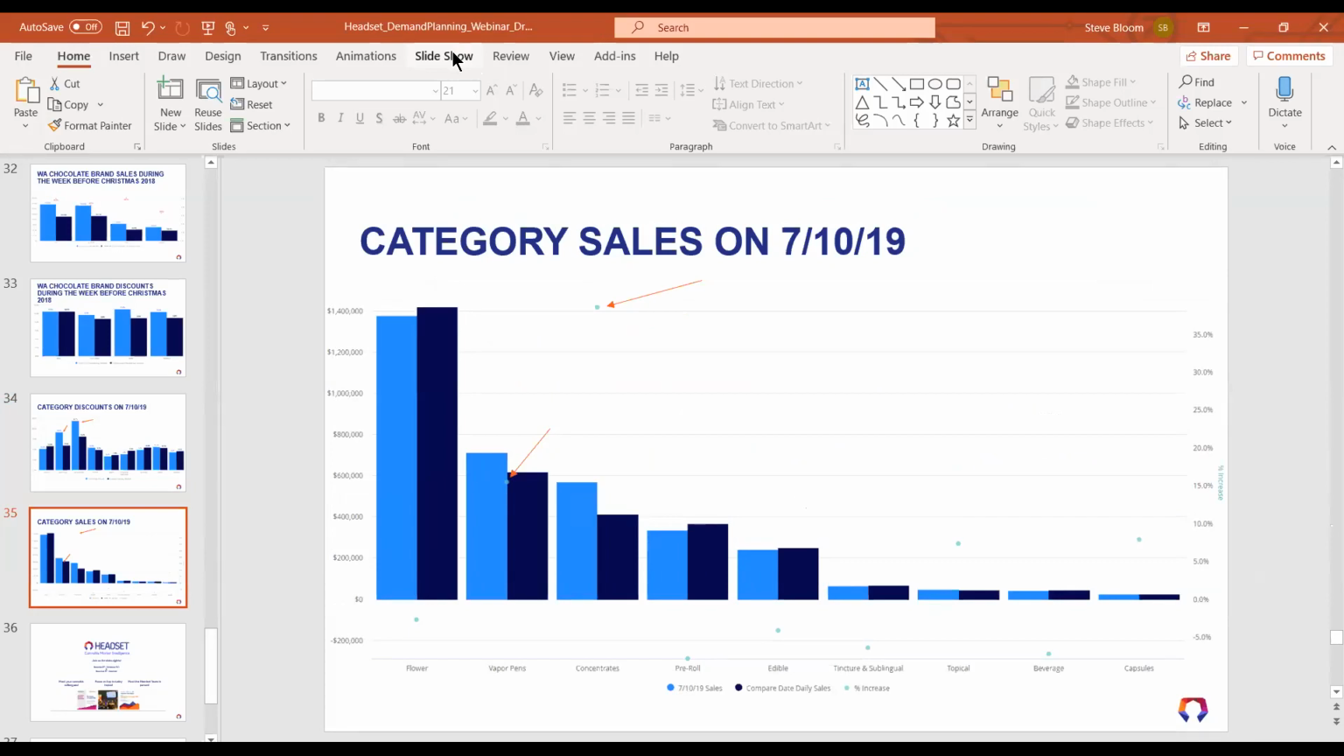But then if you'll look at the bottom of the graph, flower had negative growth, pre-rolls had negative growth, edibles had negative growth, tinctures had negative growth. So I think the standout here is that 7/10 or Dab Day is showing a real format specific holiday where only certain types of products are seeing growth in sales while others are falling by the wayside perhaps.